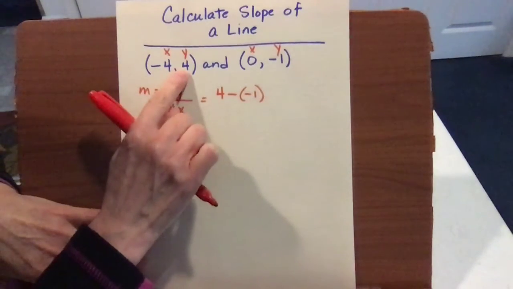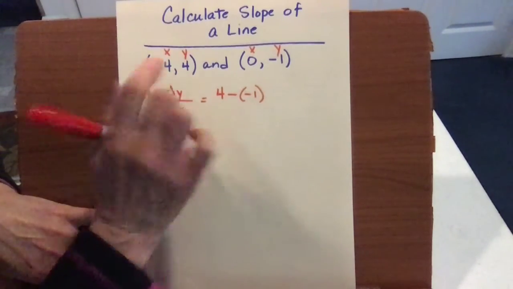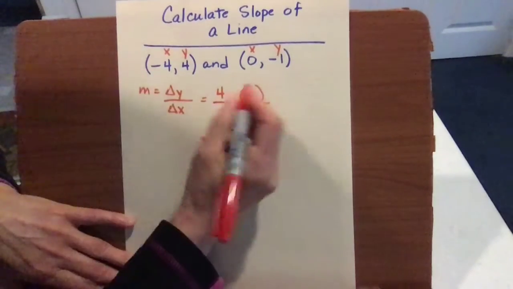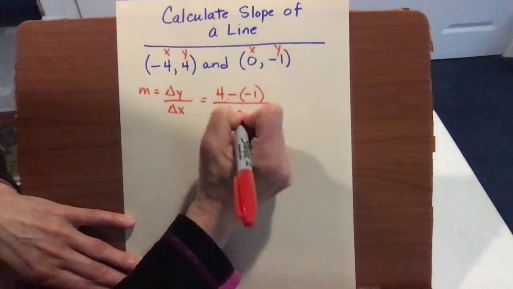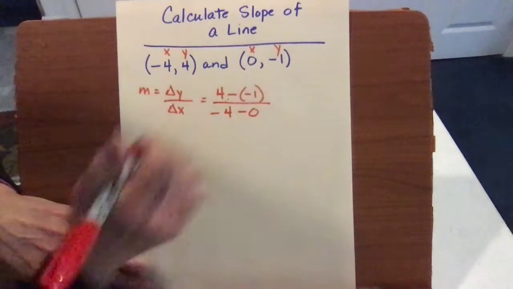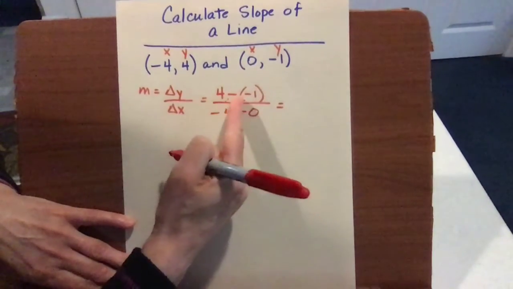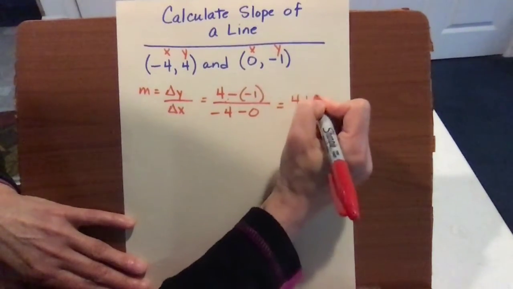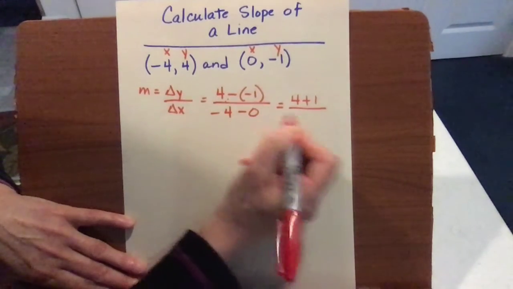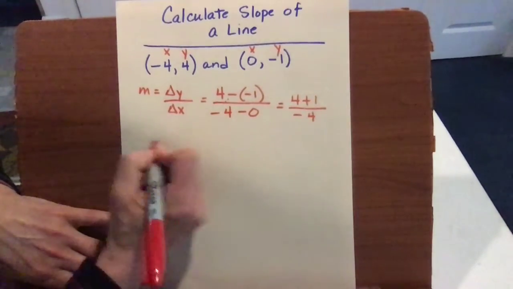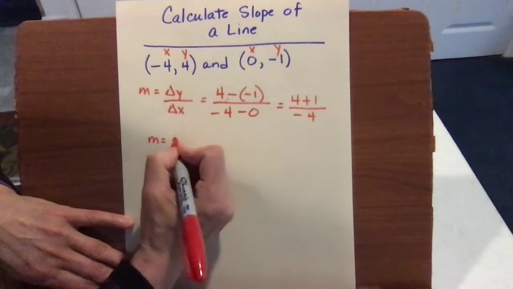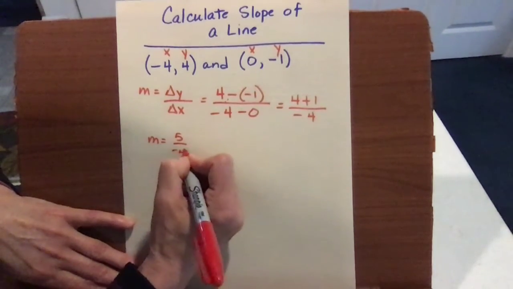Because I started here to get y, I have to come and get x from that same point. So negative 4 minus 0. And now we simplify. 4 minus negative 1 is 4 plus 1. Negative 4 minus 0 is negative 4. And so we simplify a little more and we do 5 over negative 4.